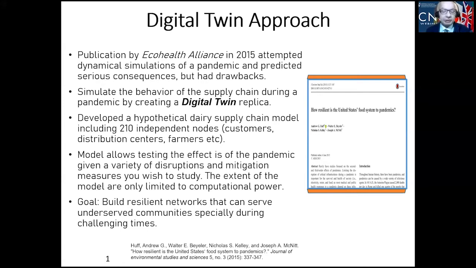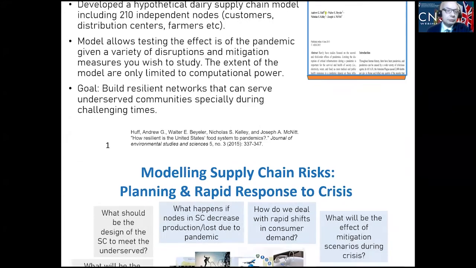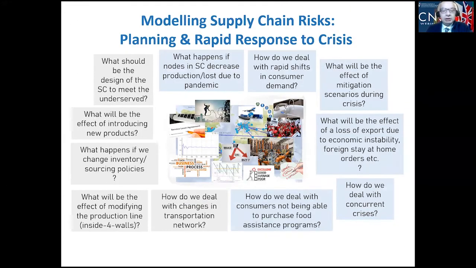It includes 210 independent nodes: customers, distribution centers, farmers, etc. And the model allows us to test what the effect is of the pandemic, given a variety of disruptions and mitigation measures, and build resilient networks, because the goal is to build resilient networks that can serve underserved communities, especially during challenging times as we are in now. So the digital twin model of the supply chain is enormously powerful.